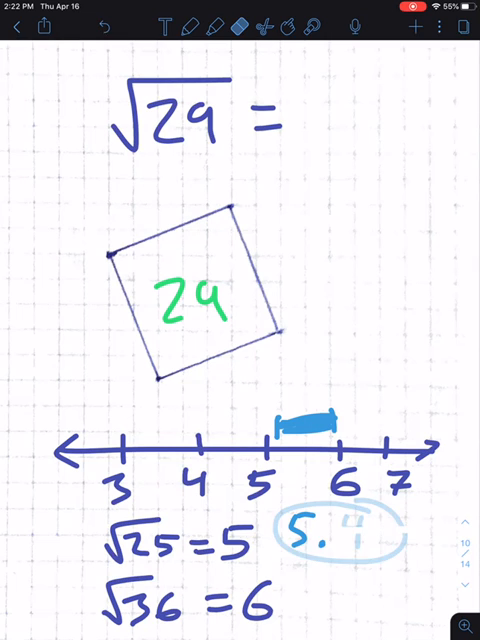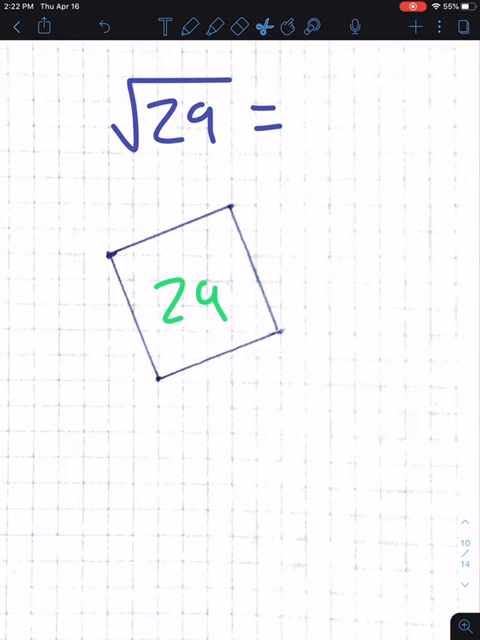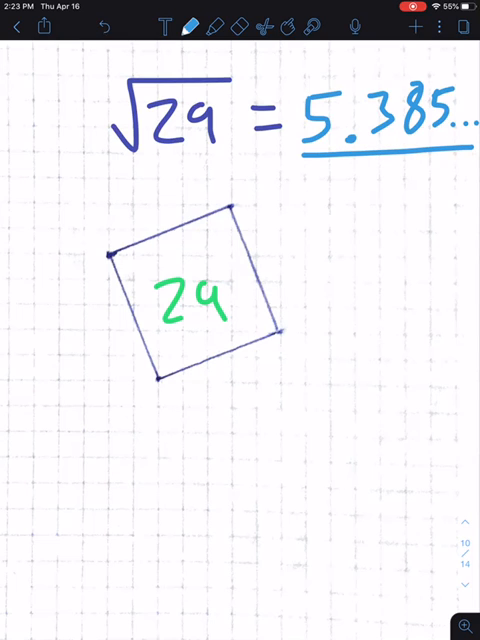Now, if you want to be exact, then you can just type this into a calculator. Do the square root of 29, and you're actually going to get 5.385. I mean, that decimal goes on forever because this is an irrational number. And we'll learn more about this in the next lesson about irrational numbers. But for now, just know if you type this in your calculator, this decimal is going to go on forever. So just round to the nearest tenths or hundredths place, whatever the question is asking you for.